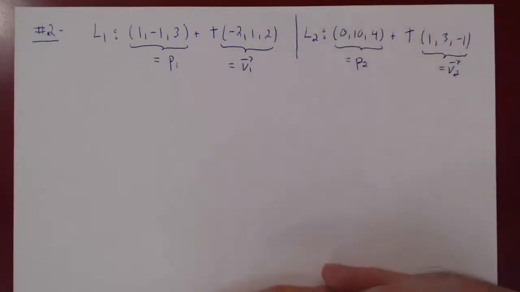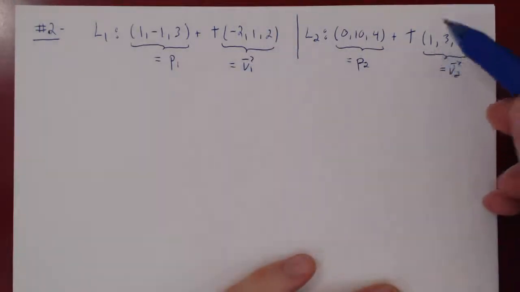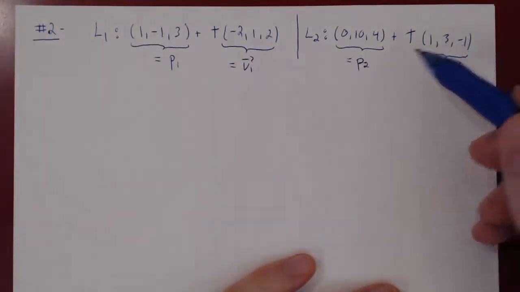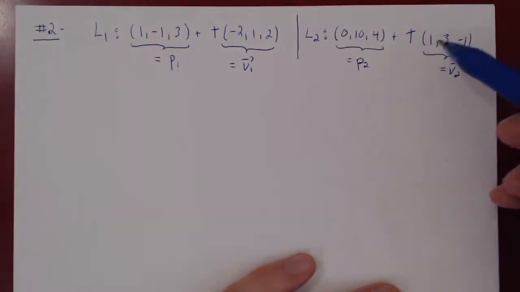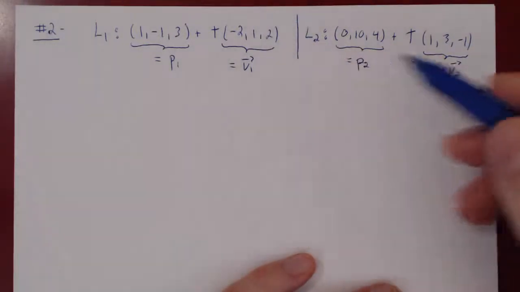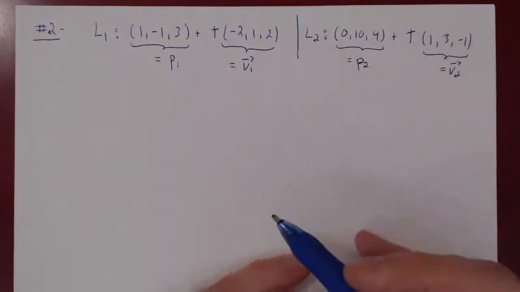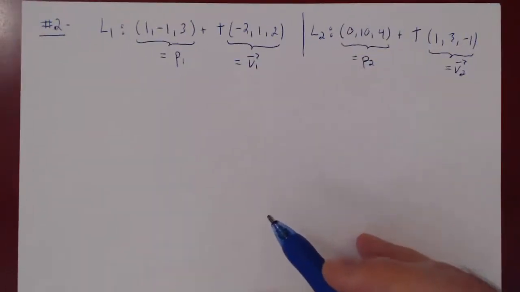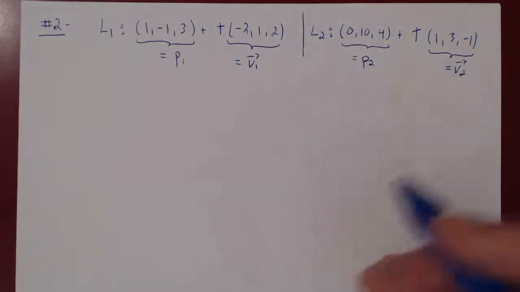If the lines were equal, they would have to have parallel directional vectors. Well, clearly V1 is not a multiple of V2, because if it were, well, -2 is -2 times 1, but -2 times 3 is -6, which is not 1. So clearly V1 cannot be a multiple of V2. So these two lines are not parallel. So either they will not intersect and we'll get no solution, or if they do, we'll get a unique point.